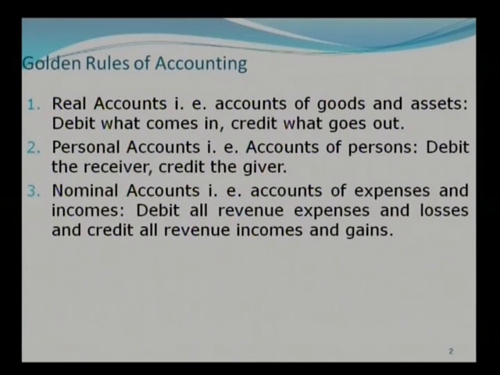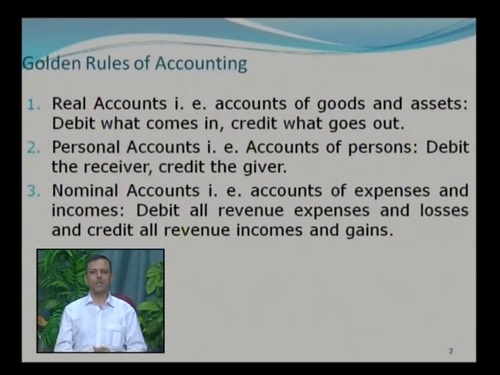The third type of account in this category is nominal accounts. Nominal accounts are the accounts of expenses and incomes. Expenses include losses, my dear friends. And income is either revenue, we also call income as revenue, or gains. The examples of expenses and income we have already seen. Let us recapitulate. Expenses are salary expense, telephone expenses, rent expense, office expense. These are all expense accounts. Incomes are commission income, sales income, discount received, dividend received, etc. These are all incomes. The rule for these nominal accounts is debit all expenses and losses and credit all revenue, incomes and gains.